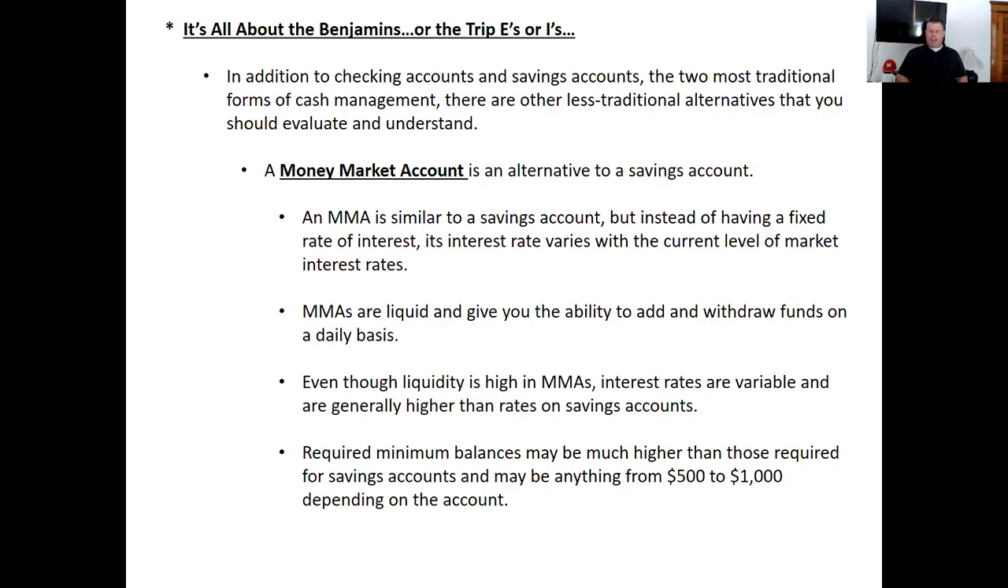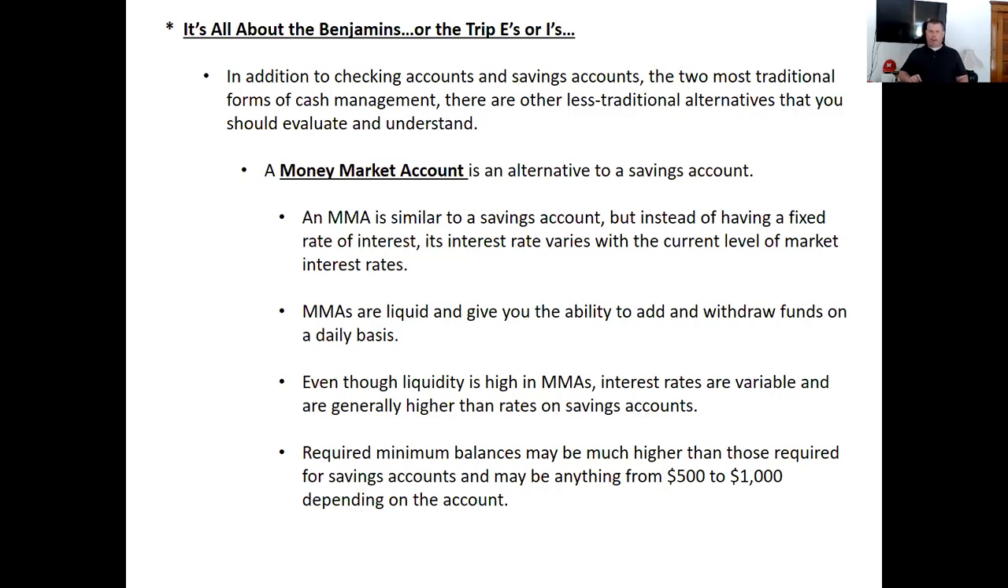In addition to checking and savings accounts, the two most traditional forms of cash management, there are other less traditional alternatives that you should evaluate and understand. Amongst these are money market accounts, or MMAs. It's an alternative to a savings account. An MMA is very similar to a savings account, but instead of having a fixed rate of interest, its interest rate varies with the current level of market interest rates.